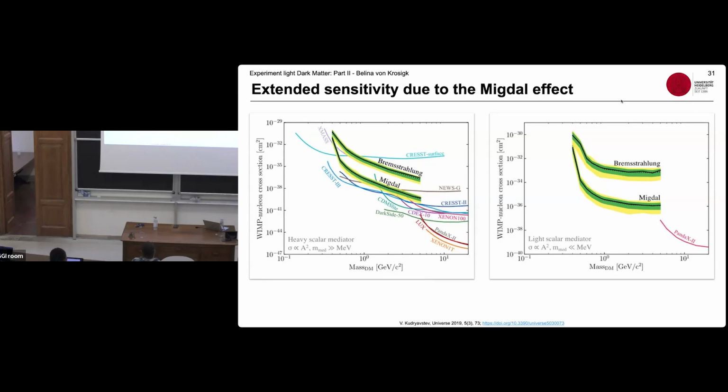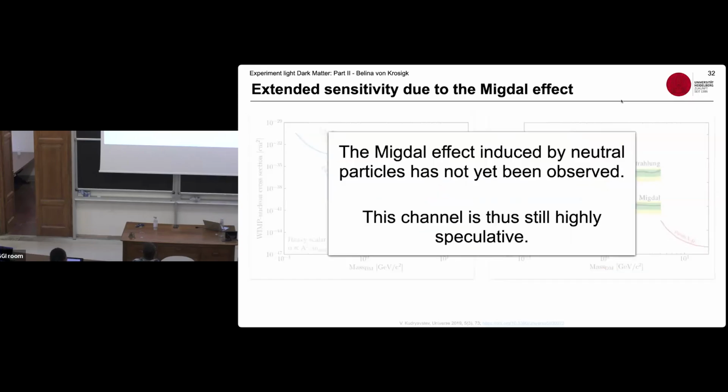Now, normally what I would say at this point is that the Migdal effect has been observed by beta and alpha radiation, so induced by charged particles. It has not yet been observed induced by a neutral particle, like a neutron. And so this channel is highly speculative still and needs to be calibrated in a way. I mean, we need to understand what the response is really.